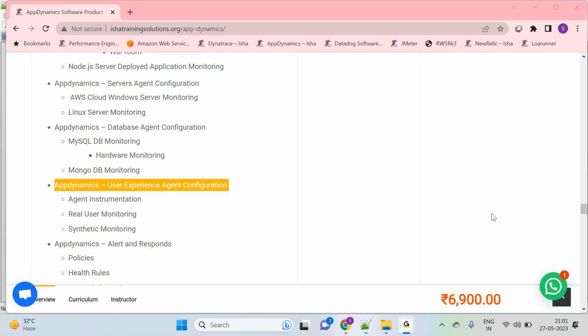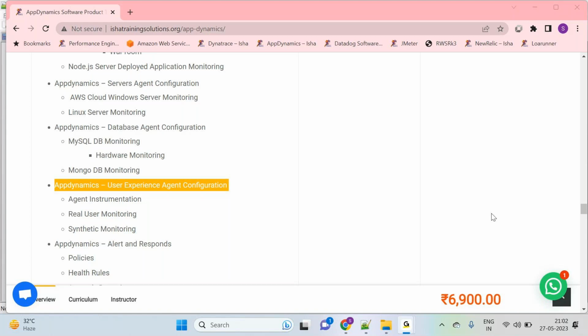So to a certain extent only, performance testers are aware of these concepts, and they are not doing much work on that side. As far as I know, I interacted with multiple performance testers and performance engineers. Mostly, the answer is no. We are not doing any client-side measurements like that. So here in AppDynamics, using this user experience agent, we are going to do that monitoring as well.